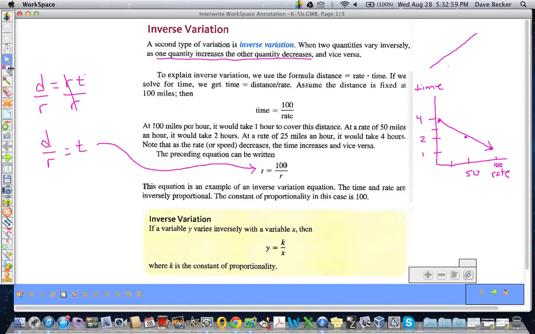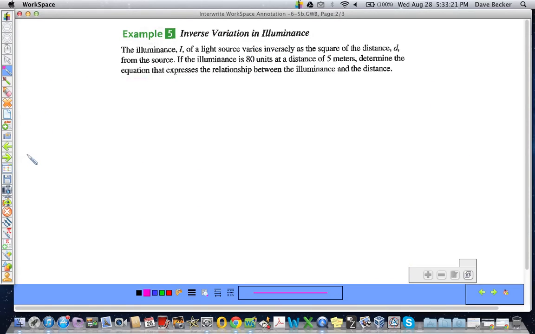So we have our standard or general form for an inverse variation relationship. If a variable y varies inversely with a variable x, then y equals k over x. And again, k, just like in direct variation, is the constant of proportionality. And we only have 2 examples here.